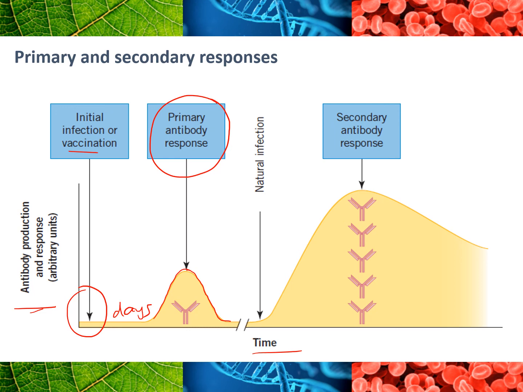Then in future, you get sick again, and this time we've got memory B cells. It doesn't take several days like it did over here. Those memory B cells get activated straight away, and they differentiate into plasma B cells, and they start producing antibodies really, really quickly. And you'll see we get much more antibodies that second time as well, because those cells are ready to go. So we get a much faster response that will fight off the infection.